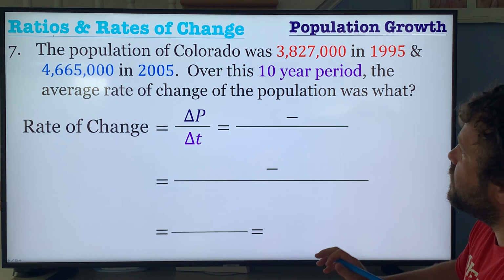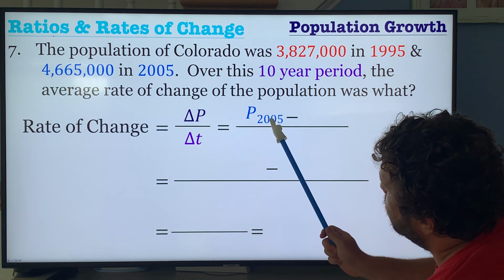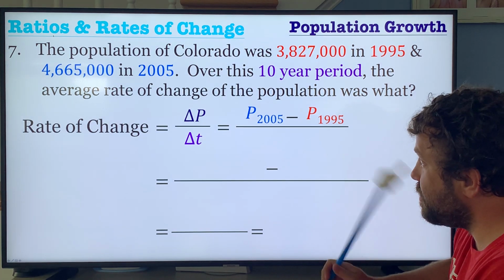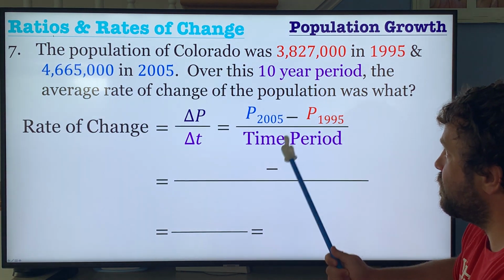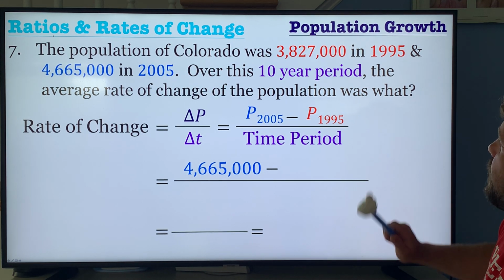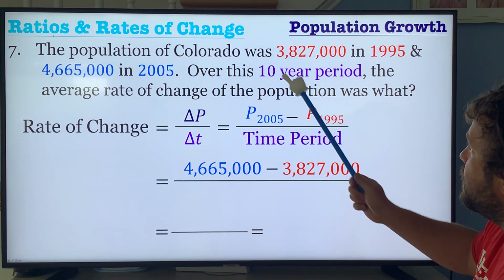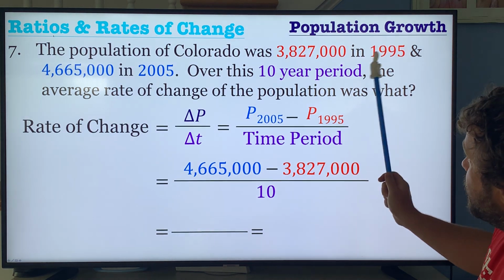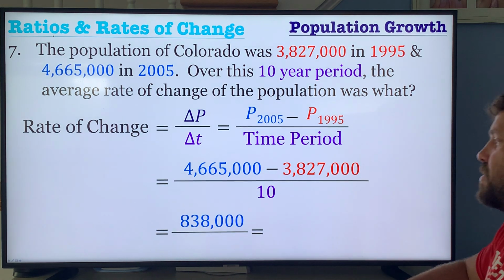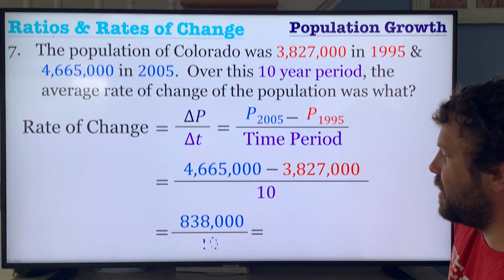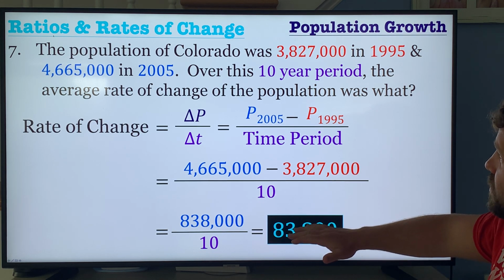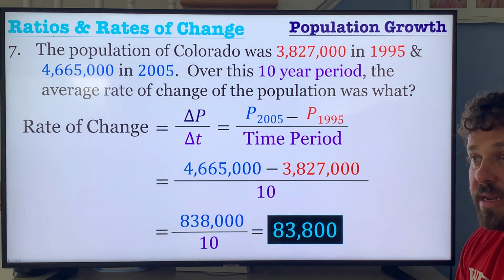So how do we find the population difference between the 2 years? We want the population in 2005, the newer population, minus the older population, which is the population in 1995. And that is going to be over what time period? 10 years. So population 2005, 4.665 million, minus 1995, 3.827 million. Time period, 10 years. If it didn't say over this 10-year time period, you could have just done 2005 minus 1995, which gives you 10. Subtract these two numbers, you get 838,000 divided by 10. And that is about 83,800 people per year. So the population is increasing about 83,800 people a year.